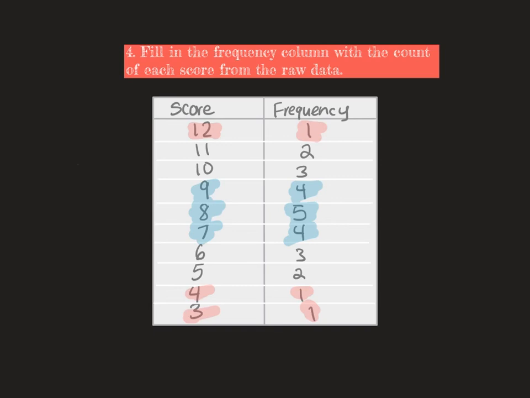I also know that the highest score in the data set was a 12 because I don't see anything appearing that's higher than a 12 in the score column, and the lowest score in the data set was a 3 because no lower scores appear here.